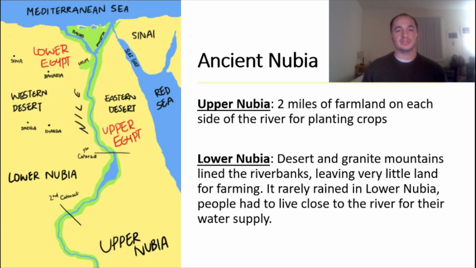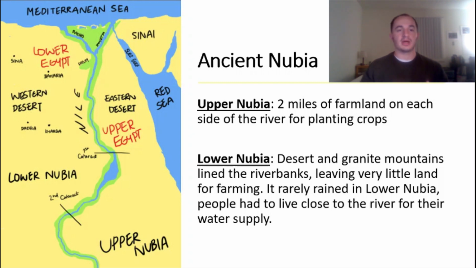You have Lower Egypt closer towards the Mediterranean Sea, and you have Lower Nubia closer towards the Mediterranean Sea. So this is mainly because a lot of the society was focused along the areas closer to the Mediterranean Sea. So that is where they started, and they went out from there. And then you see lower, then upper.